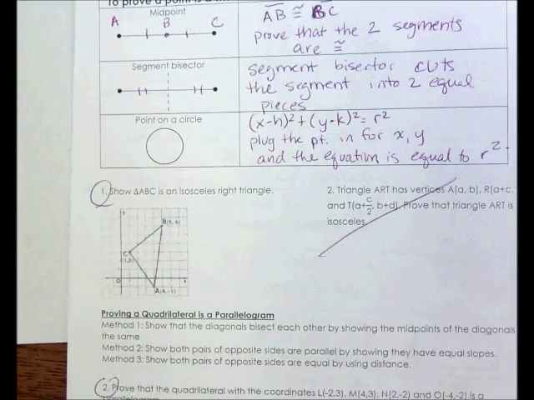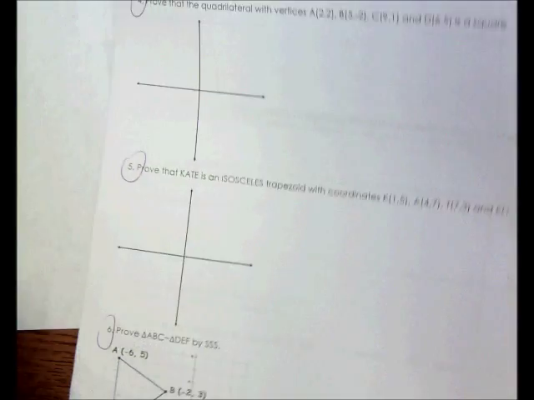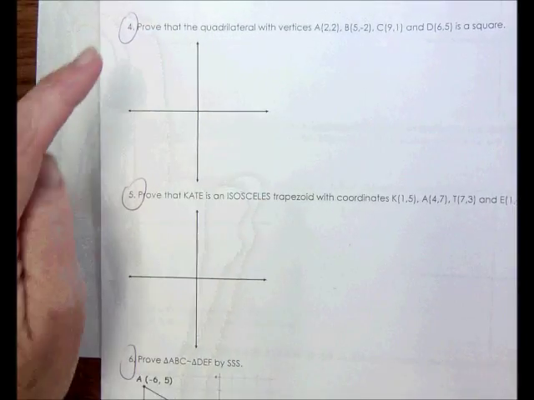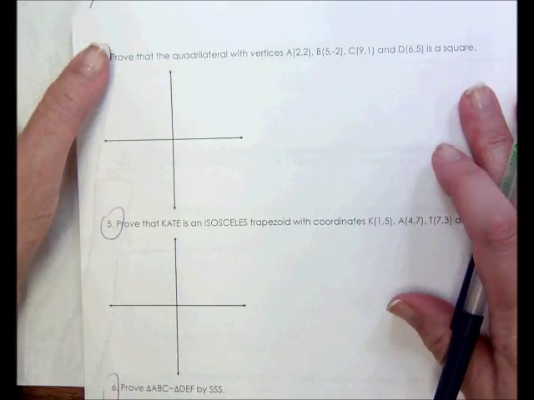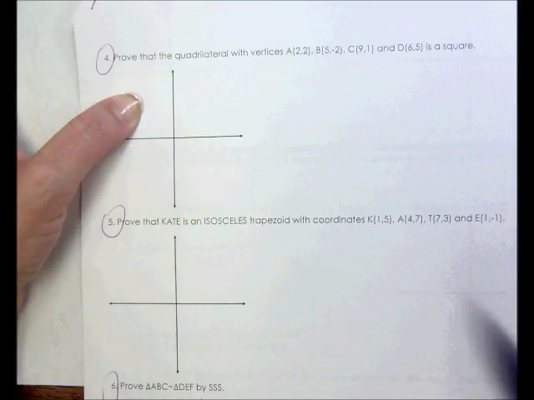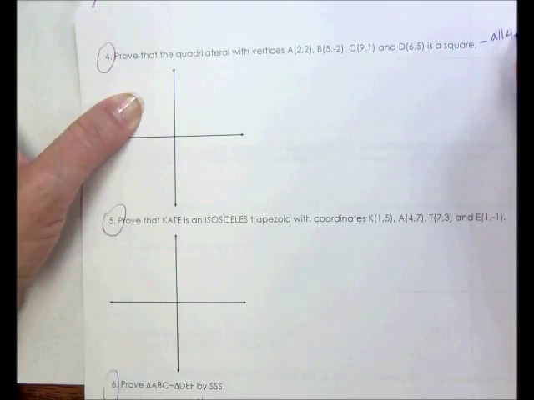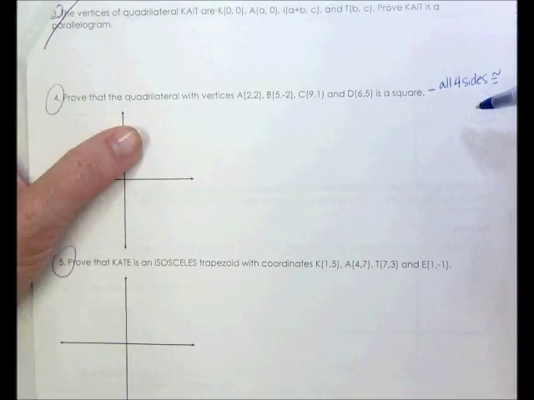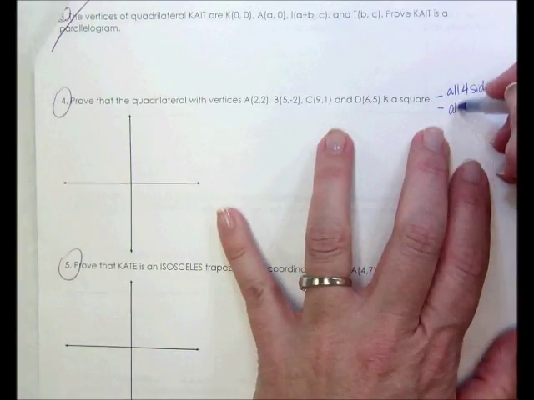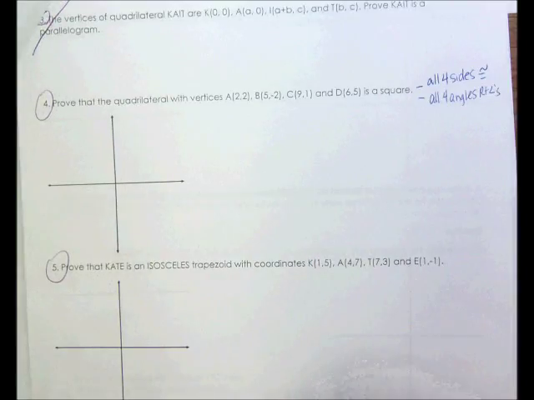So I'm going to pick one or two to do here. I'm going to pick proving that the quadrilateral is a square, which is number 4. So if I prove that the quadrilateral is a square, I have to prove two things. The first one is all four sides are equal, or all four sides are congruent to each other. If I only prove that one, though, it could also be a rhombus. So I also have to prove that all four angles are right angles, or equal to 90 degrees. So consecutive sides are perpendicular.